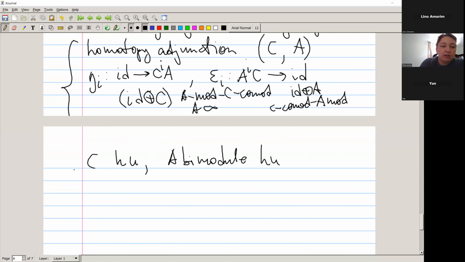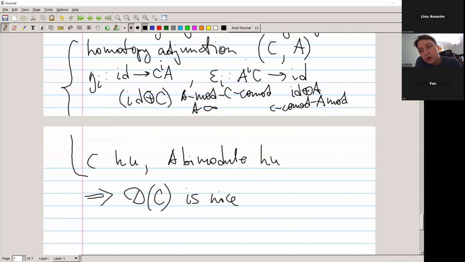So if we have the homotopy adjunction, then the derived category of C is nice. So for coalgebras with this kind of homotopy right adjoint algebra, its derived category of comodules meets the expectations and is equivalent to the derived category of modules over its right adjoint, which is what we want.